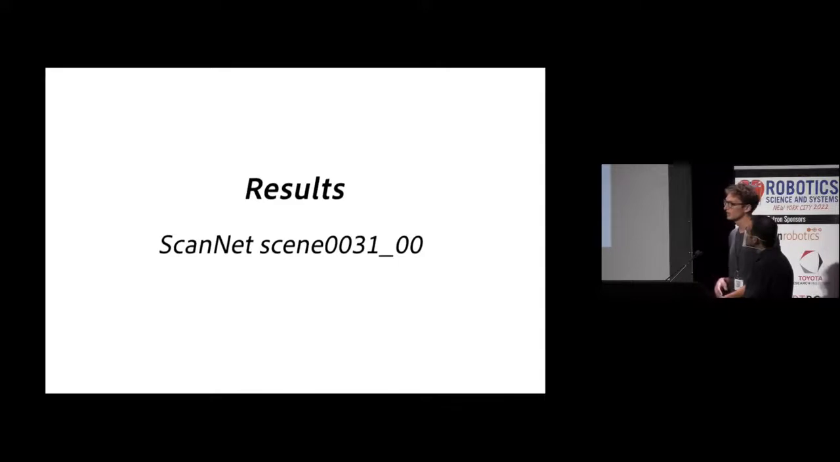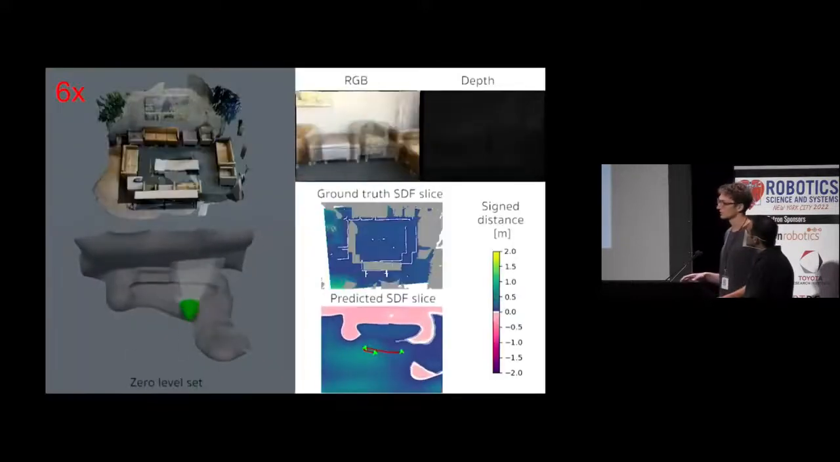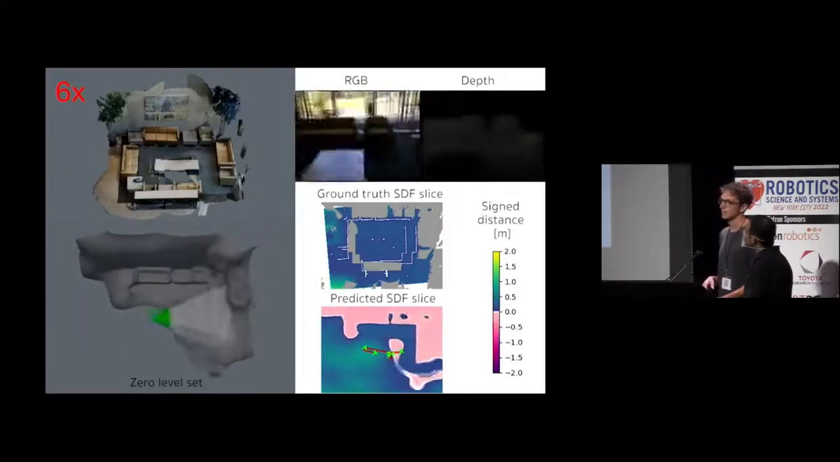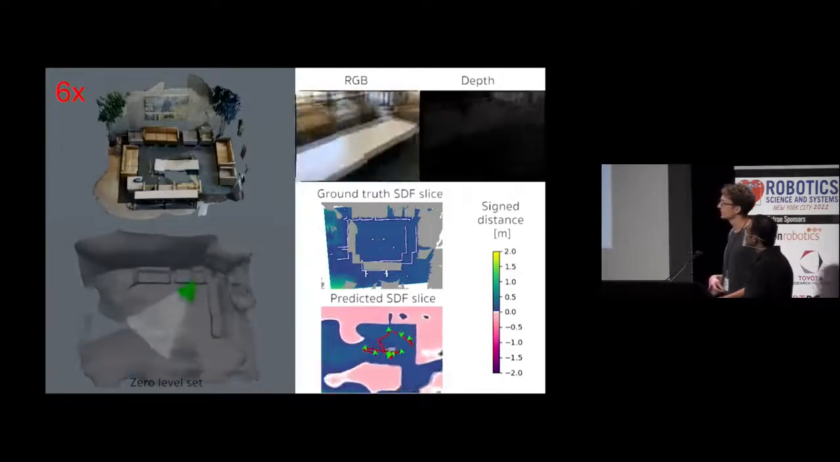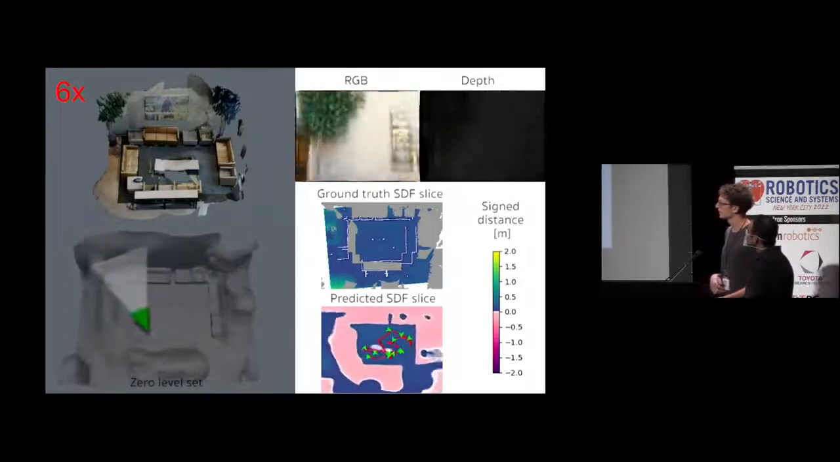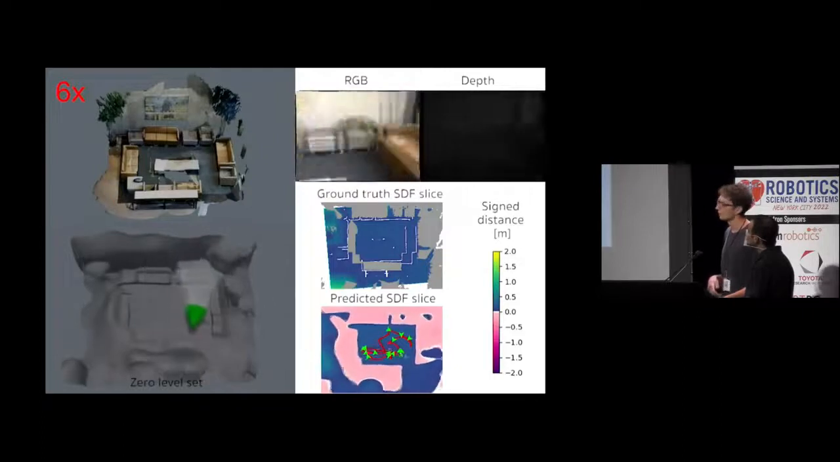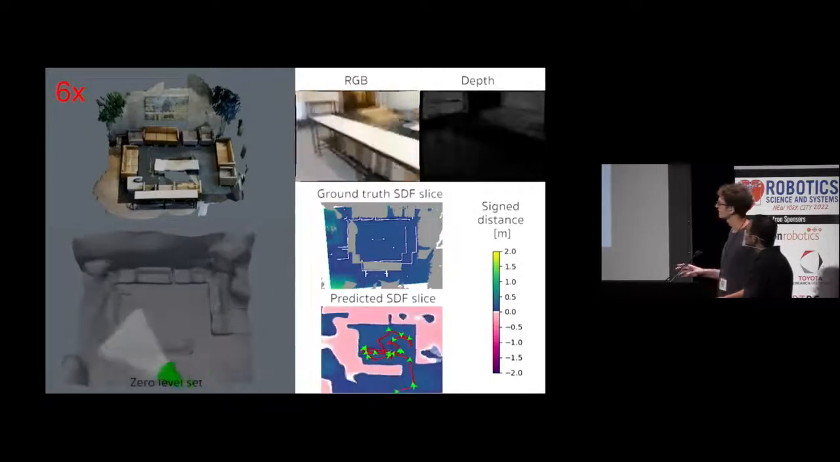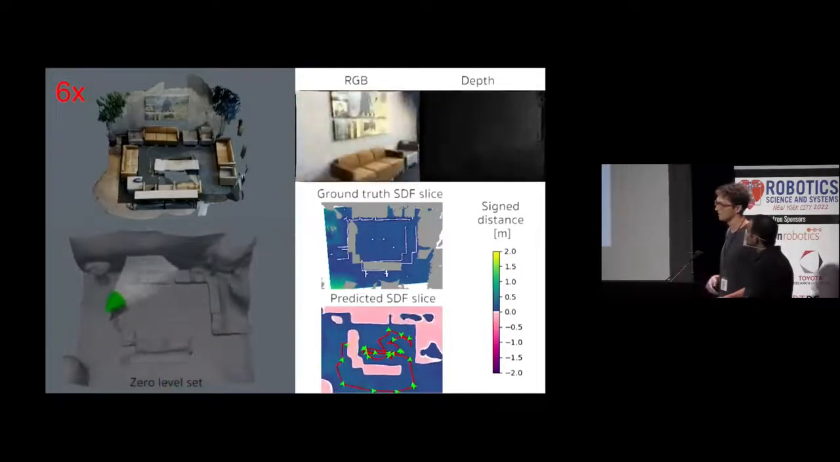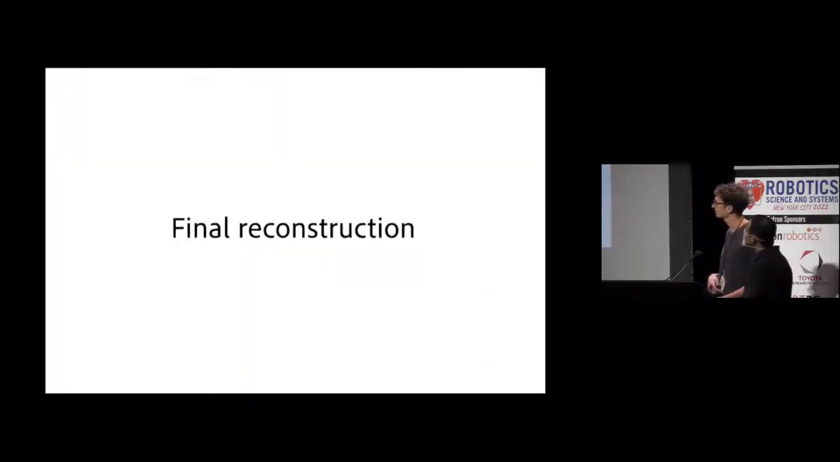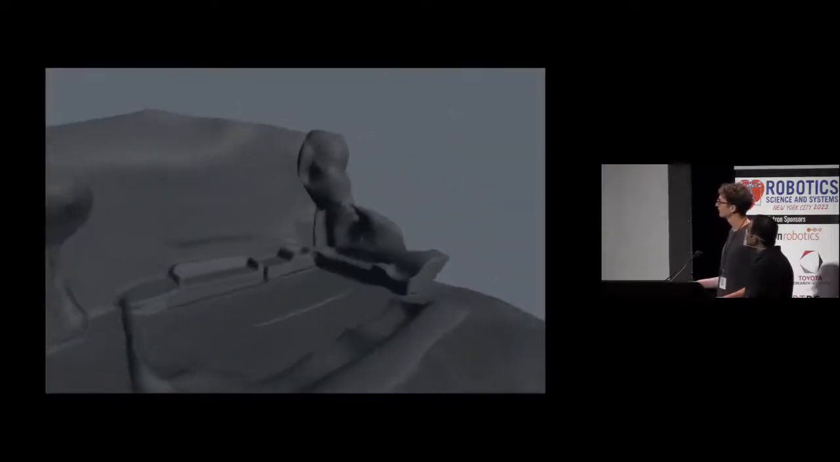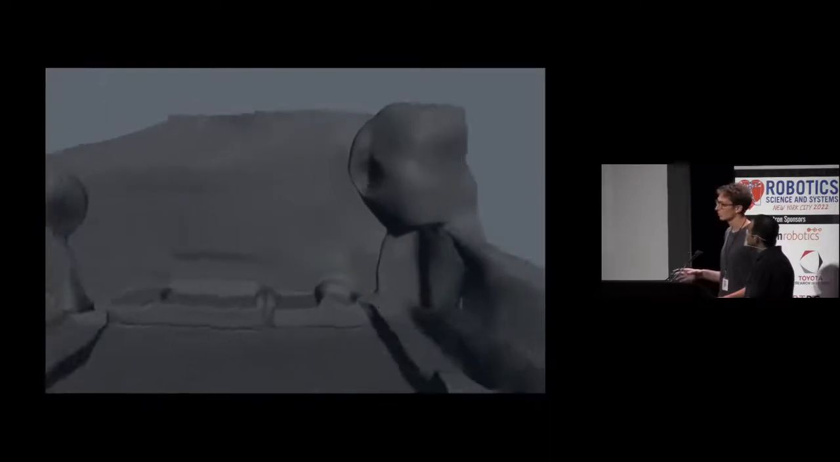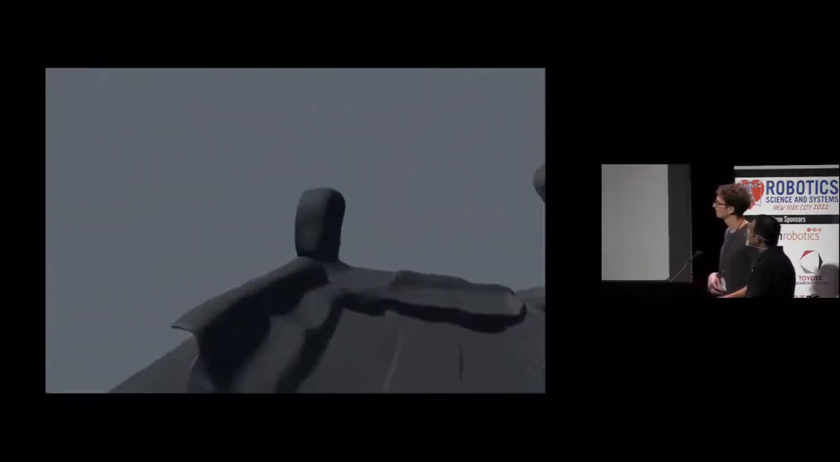Lastly, we're going to show some qualitative reconstruction results for one ScanNet sequence and one Replica CAD sequence. On the top left, we show the ground truth mesh, and below that, the reconstructed surface. On the right, we have two slices, a slice of the ground truth signed distance field, and below, a slice of the predicted signed distance field. We can see that the final reconstruction of the mesh is watertight and accurate geometrically.